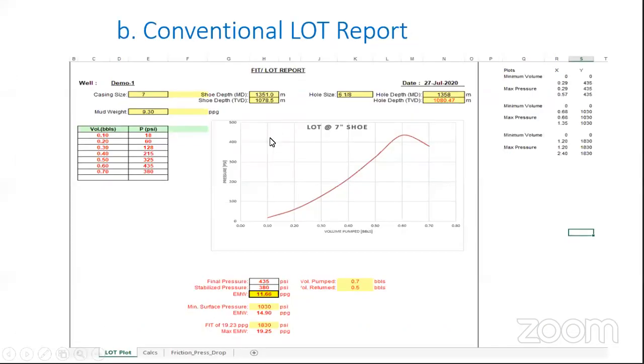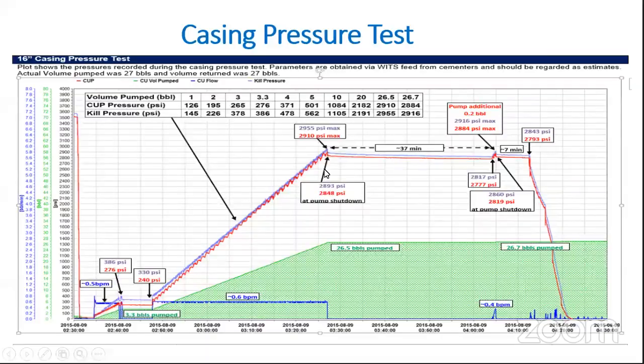I was in this well, as well as in this well. So as I have said, I am going to pick up three examples. One is from the SPE. One is from the well I worked on. Before the LOT, what we used to do, by the way, this was for a well in the Gulf of Mexico. This was for Chevron, and I was in the Chevron office.